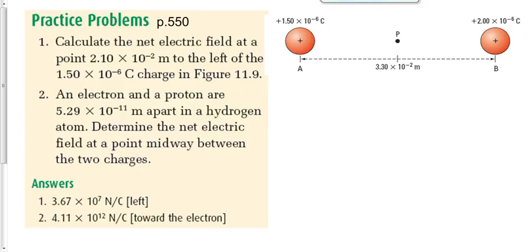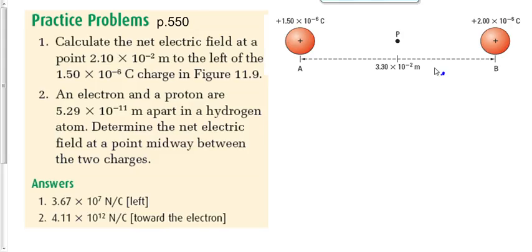Taking a look at our homework from last night, page 550, we want to do both of those questions. Question number 1 says, find the net electric field at a point 2.1 meters to the left of the 1.5 times 10 to the negative 6 coulomb charge in figure 11.9. This is figure 11.9 right here.